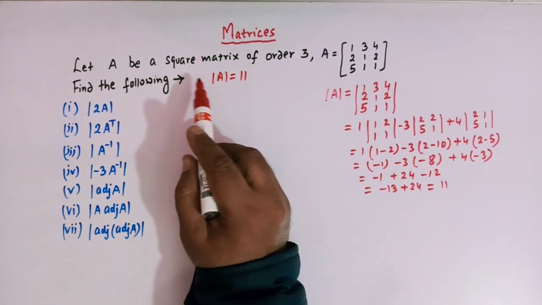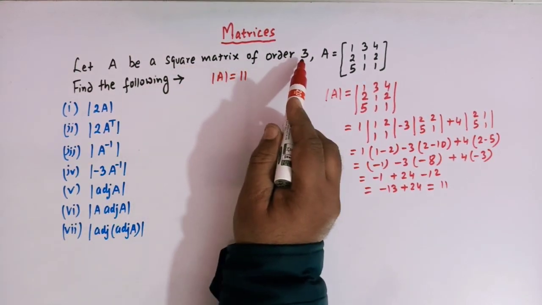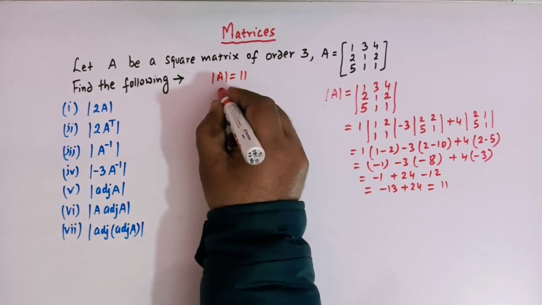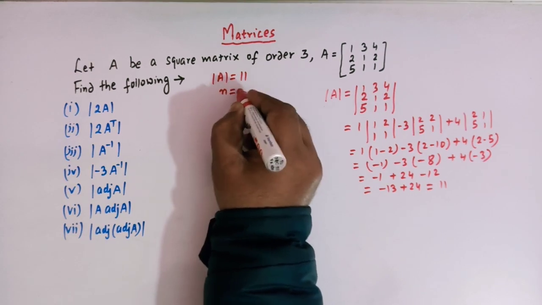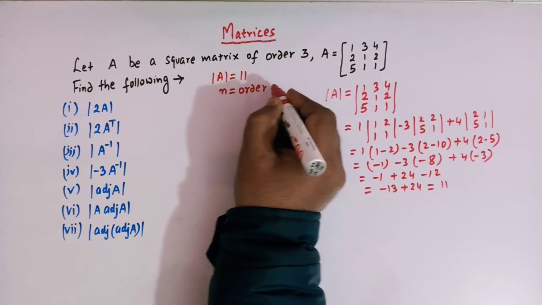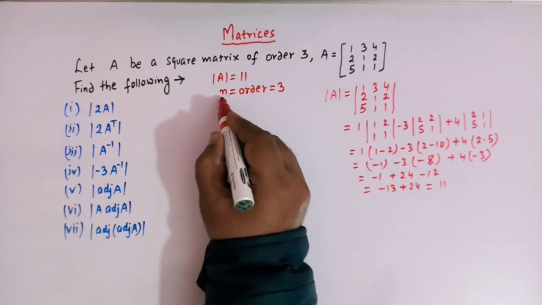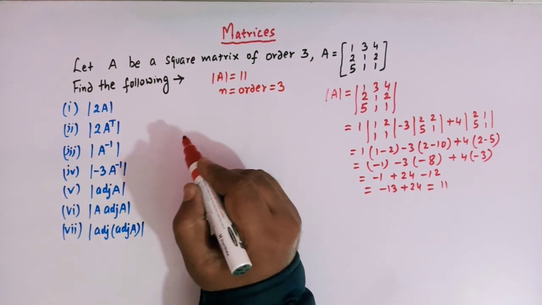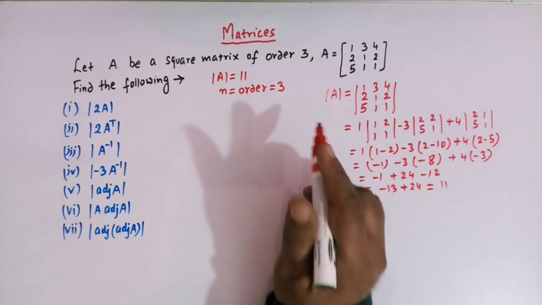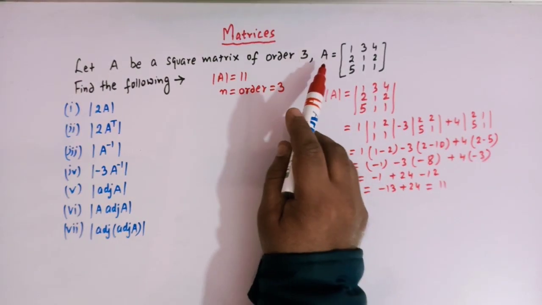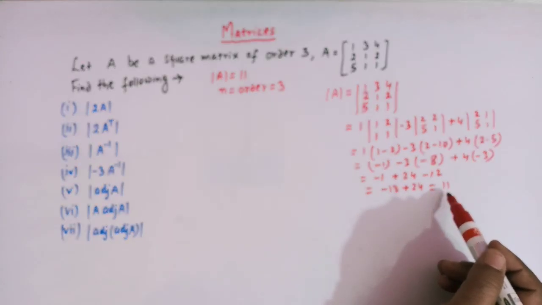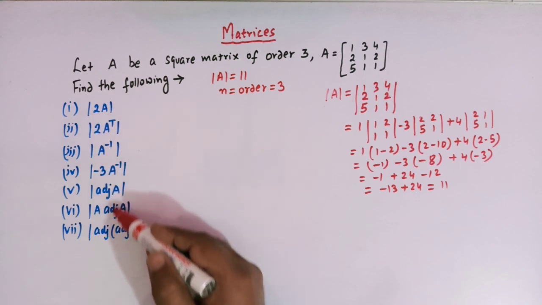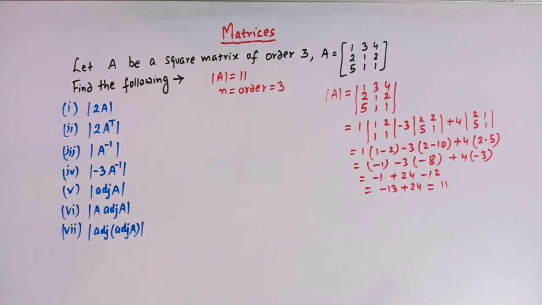And here one more thing, the order of this matrix is 3, so let us denote the order by n. So the order is equal to 3, right? So the value of n is 3, right? Okay, so once we have obtained the value of this determinant A, that is 11, let us find out the values of these results one by one.